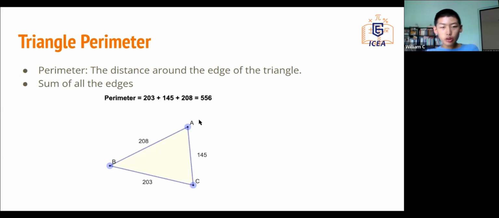Perimeter is the distance around all of the edges of the triangle, or the sum of all the edges. This is the same for the perimeter of all shapes. The perimeter of any shape is the distance around it, or the sum of the edges. In this triangle, the perimeter is 203 plus 145 plus 208 equals 556, because the lengths of the edges are 203, 145, and 208. These three are numbers you have to add together to get the perimeter. You try.